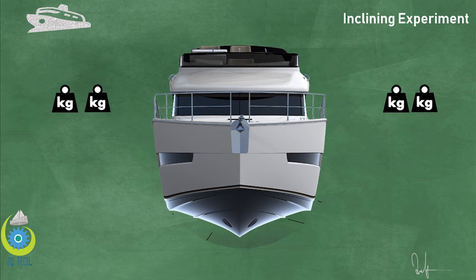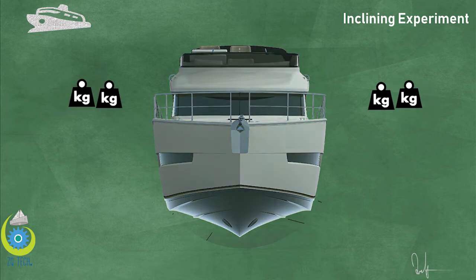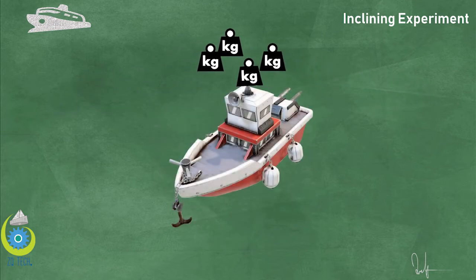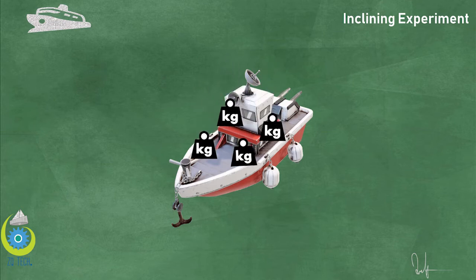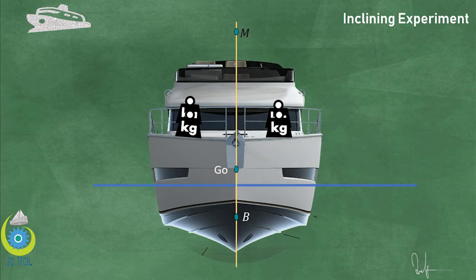Here are the four weights. We will place these weights in this manner on the ship: two on the starboard side and two on the port side, beside each other. Again, I suppose that you know the terms starboard and port side in the case of a ship. Here we are considering the front view of the ship, and these are the weights placed on the ship. So now we start the experiment. Basically, I will tell you the brief idea of this experiment.